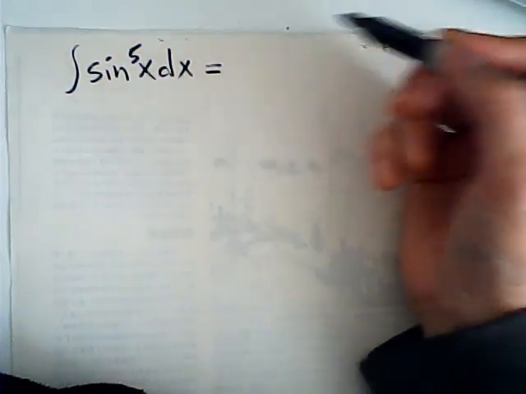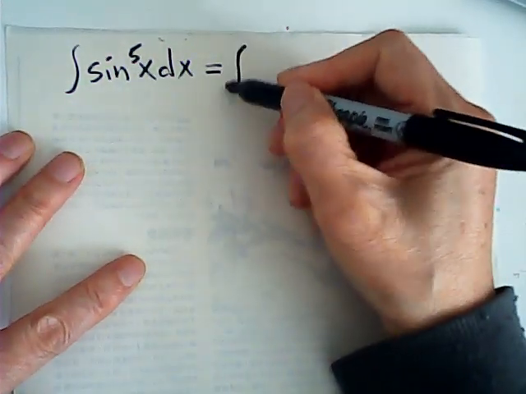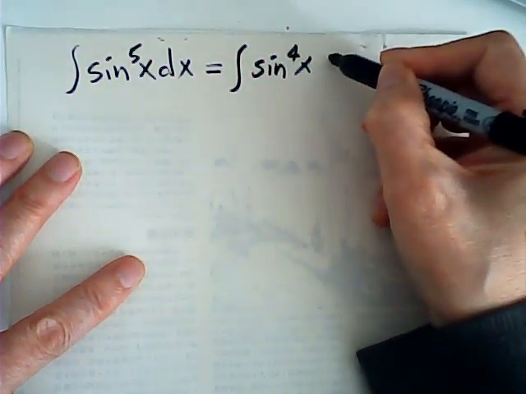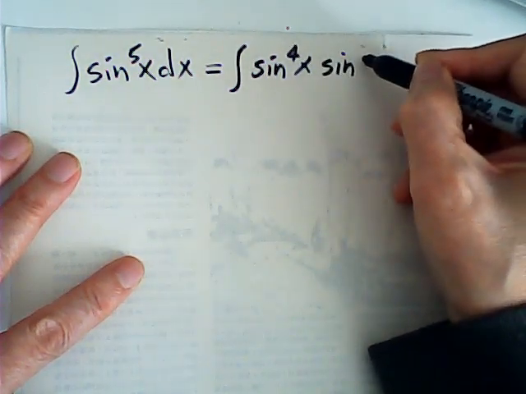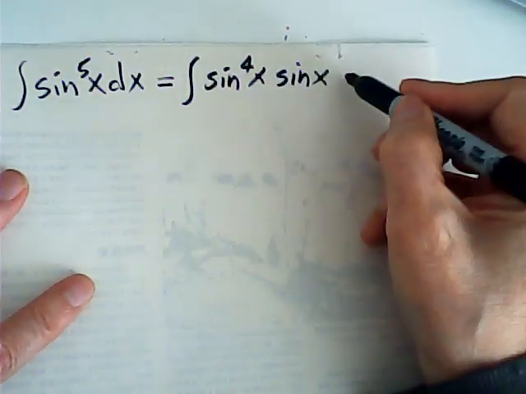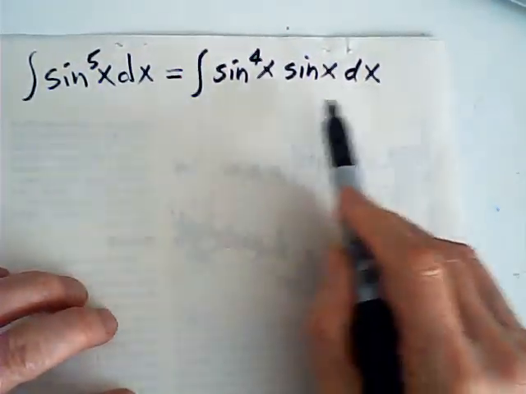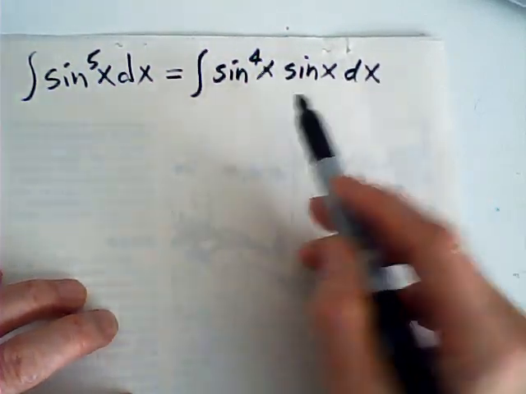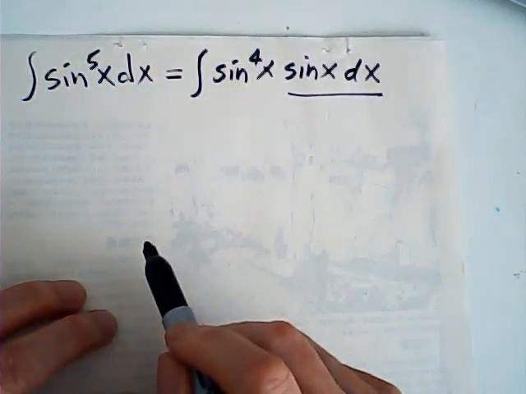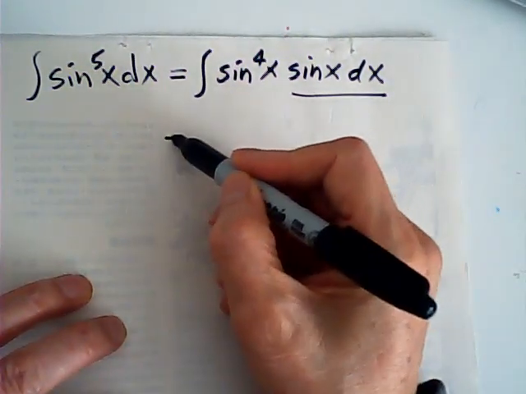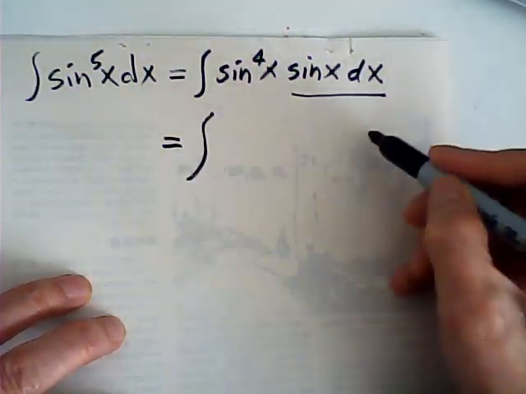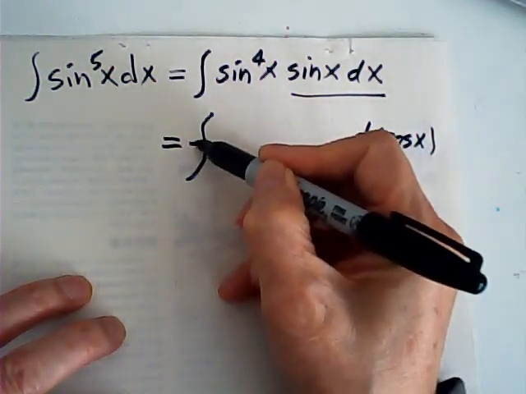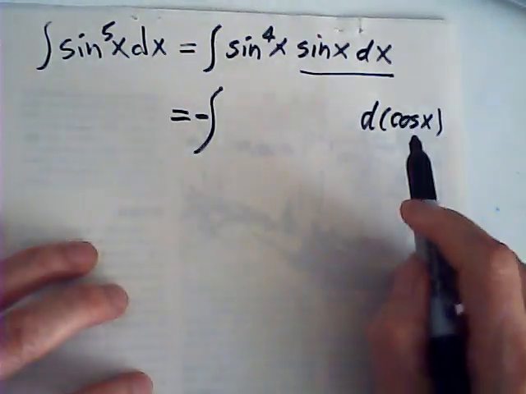Here, obviously this is equal to sine fourth x times sine x dx. See, I'm preparing that. This is the derivative of cosine. So I change this one to d cosine x, and the negative, right? Negative.